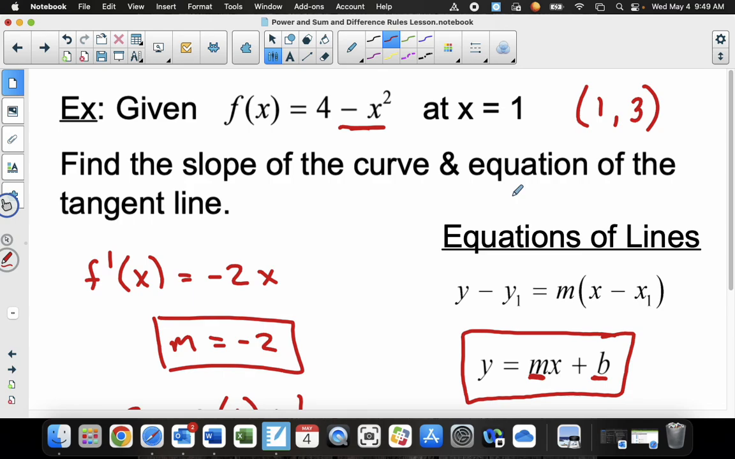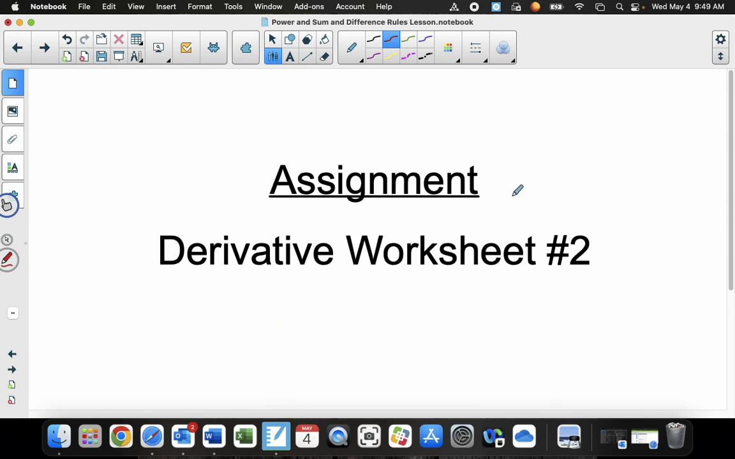Otherwise, it's basically practicing your power rule and then being able to do what we did on the last example here. So, derivatives worksheet number 2, which I'd say is a pretty good chance you're going to be able to finish or come close to in the 15 minutes of class that you have left.